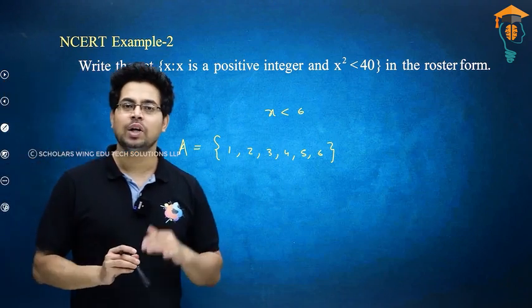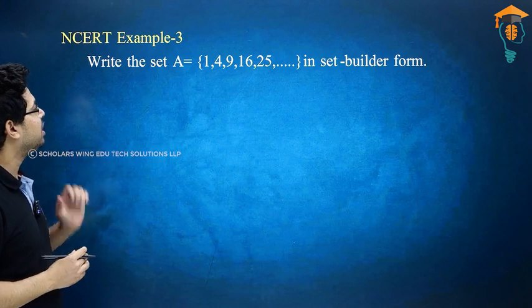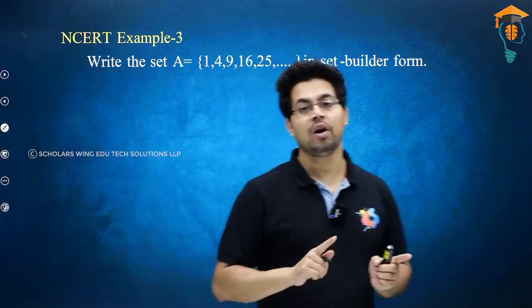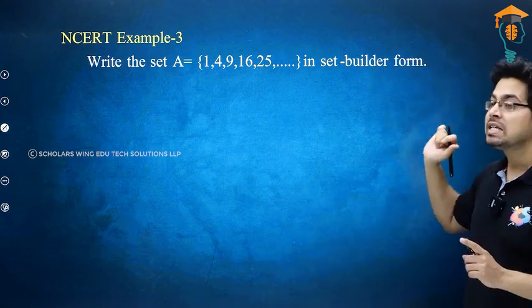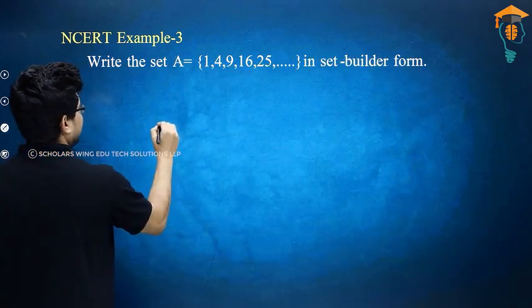Very simple. All right. Now let's move on to the next question. Here we have NCERT example 3. Now a set has been given to you in which form? Roster form, or let's say tabular form. And you need to write down this in which form? Set builder form. And here the name of the set is A.